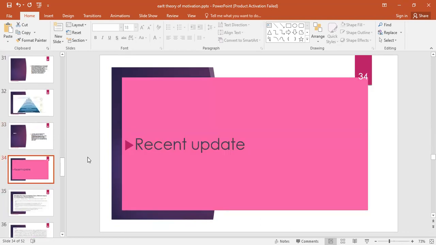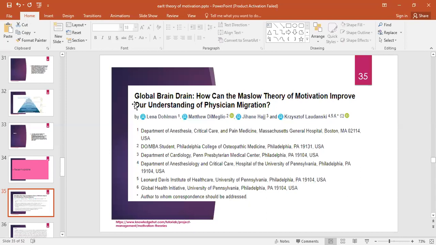Now comes the recent updates. This is an article whose title is: Global Brain Drain: How Can the Maslow Theory of Motivation Improve Our Understanding of Physician Migration?